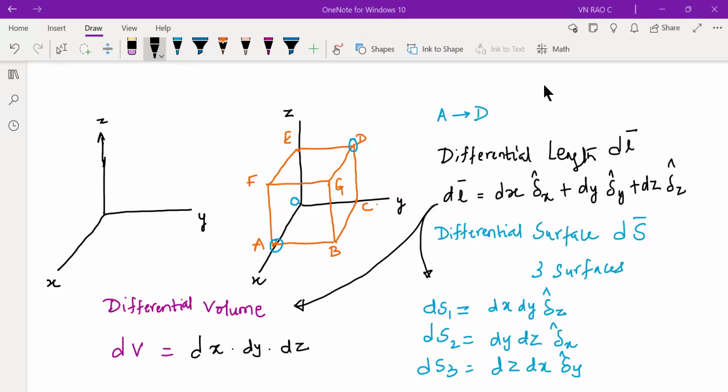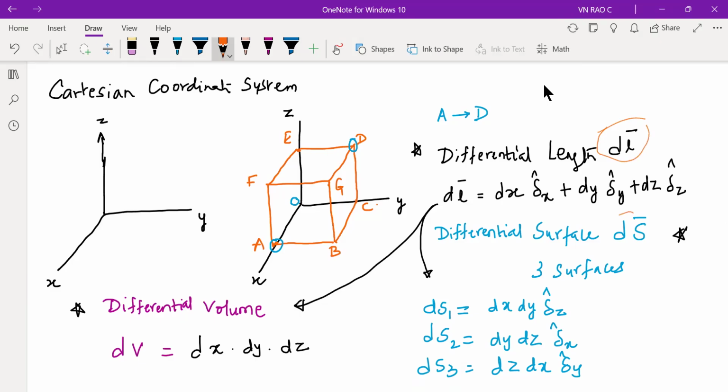In this, we are taking Cartesian coordinate systems. So, Cartesian coordinate system. In this, we would like to find out the differential length, the differential surface, and differential volume. So three things are needed in this: this is number one, this is number two, and this is number three.